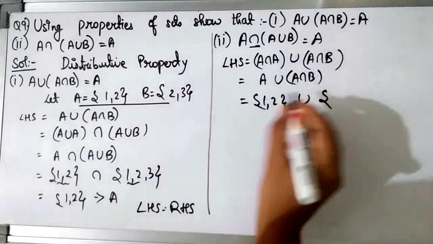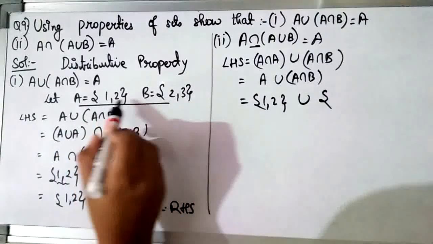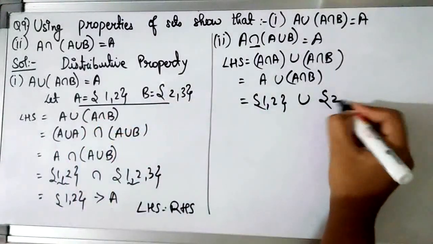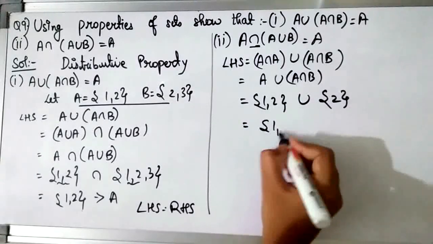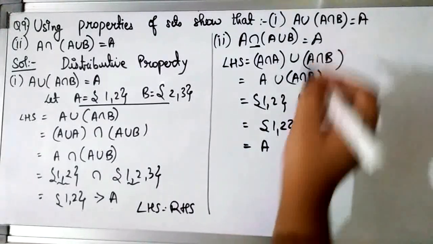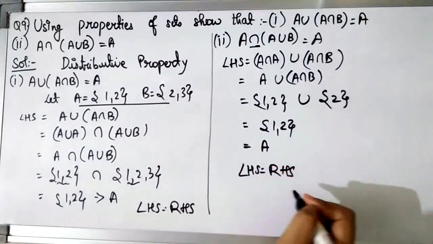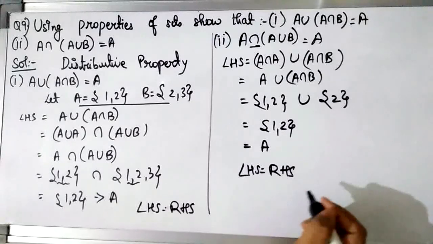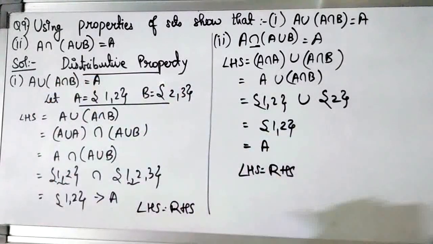Now what is A intersection B? Now A intersection B, you have only one element common there, that is 2. So your A intersection B will be 2, and when you do the union of both of them, what you get is 1, 2, and this is nothing but your set A itself. So again you got your LHS to be equal to your RHS, right? So we proved that LHS is equal to RHS by using distributive property.